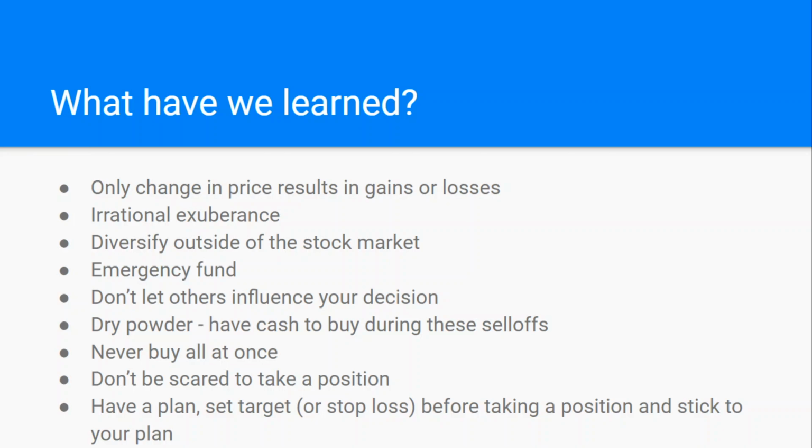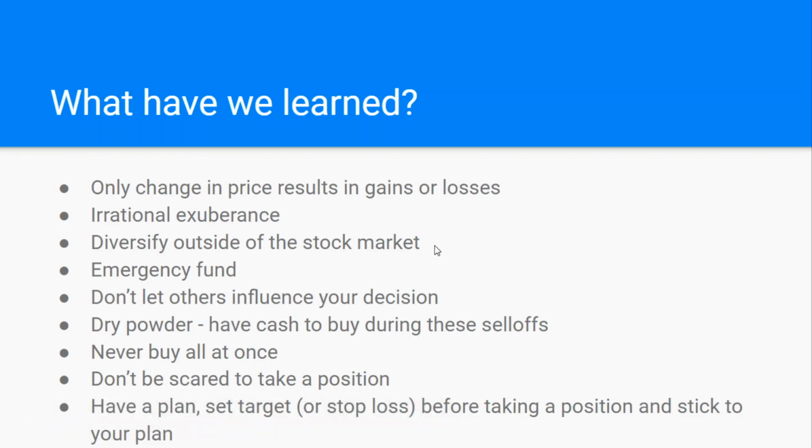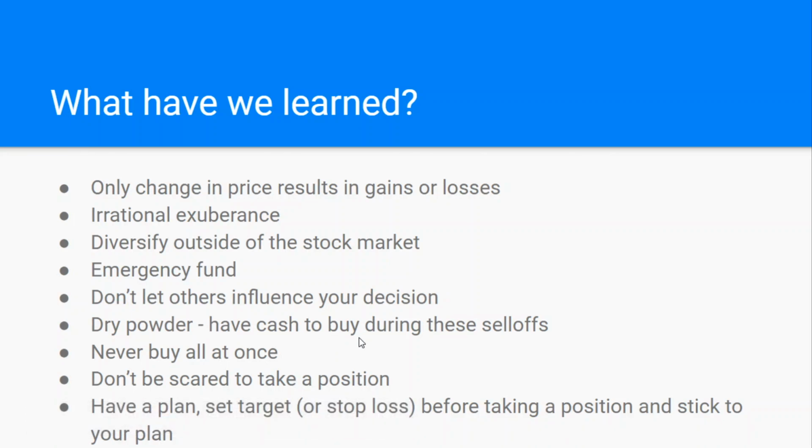So I'm diversified there. Then I spoke to a few other people, and these were some of the points that people learned out of this sharp pullback. You should be diversifying outside of the stock market. You should always have an emergency fund in case you need cash, right? Or in order to survive for a few months or weeks or whatever. And then don't let others influence your decisions. You should be able to make your decisions, and just live with them. And then you should always have some dry powder on the side. You should have cash to buy more positions during these sell-offs.